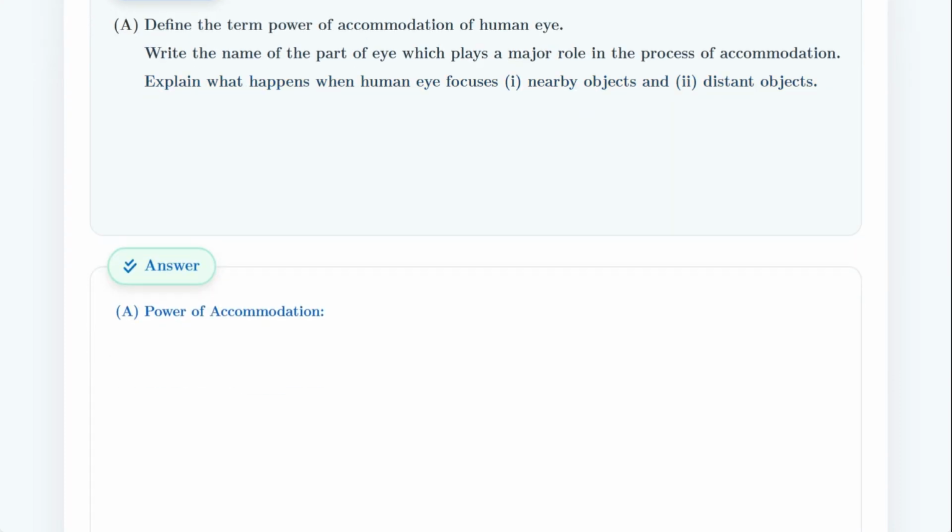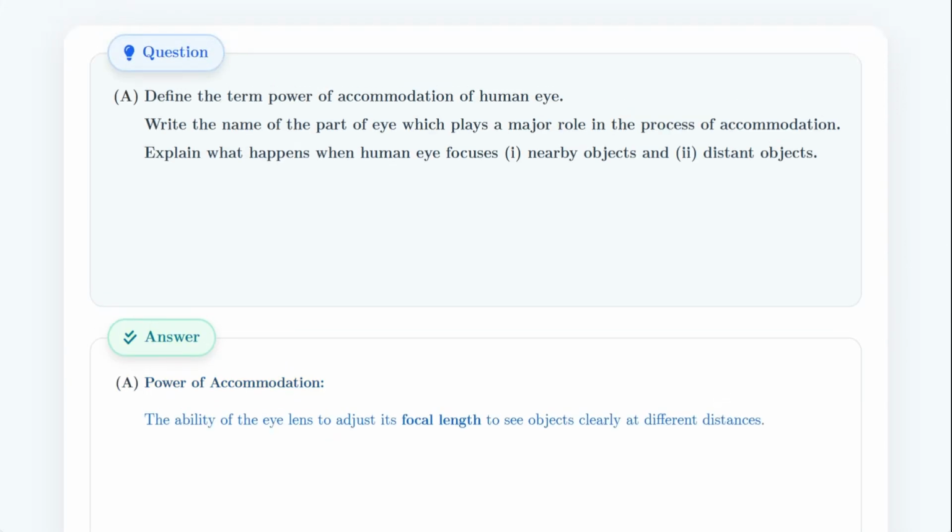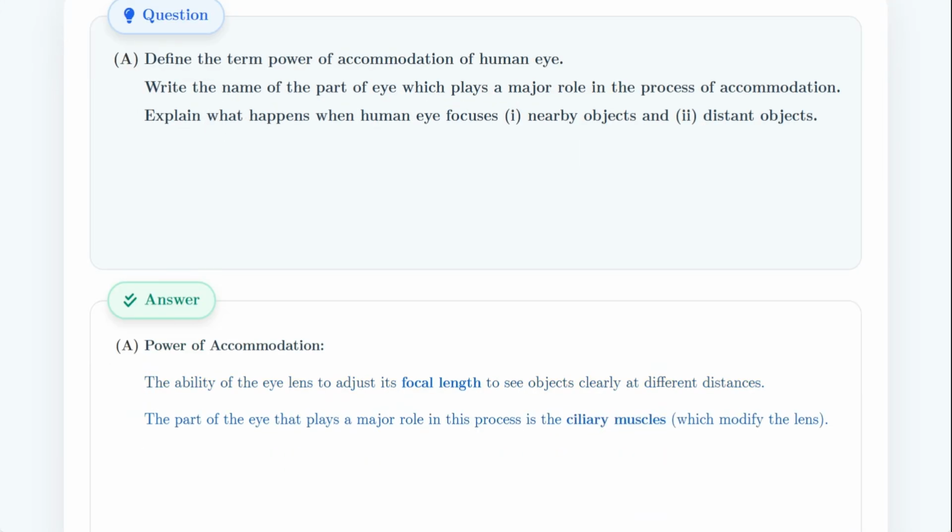Let's answer part A. What is power of accommodation? It refers to the ability of the eye lens to adjust its focal length to see objects clearly at different distances. The part of the eye that plays a major role in this process is the ciliary muscles, which modify the curvature of the lens.